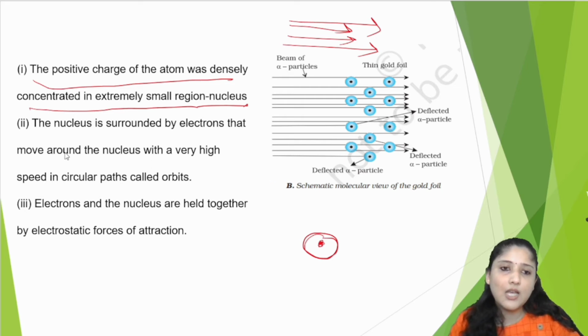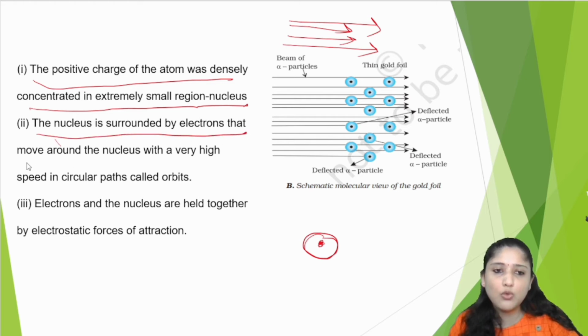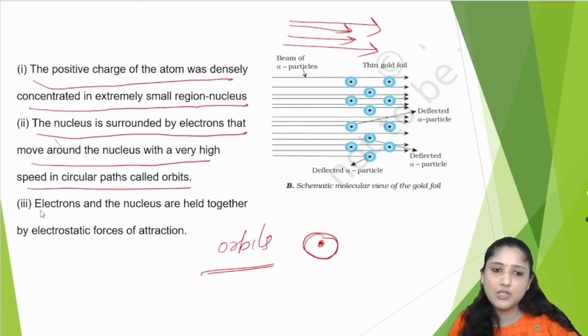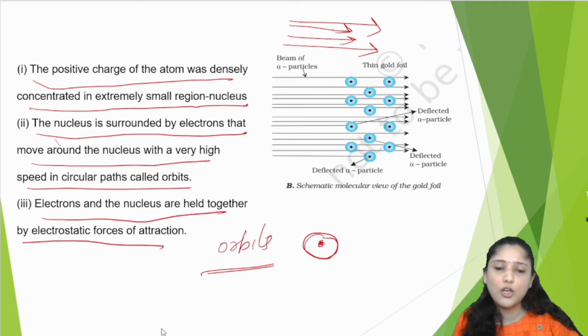The second conclusion was that the nucleus is surrounded by electrons that move around it with very high speed in circular paths called orbits. The electrons revolve around the nucleus in circular paths called orbits. The third conclusion is that electrons and the nucleus are held together by an electrostatic force of attraction. These are the conclusions made by the scientist Rutherford from his alpha particle scattering experiment.